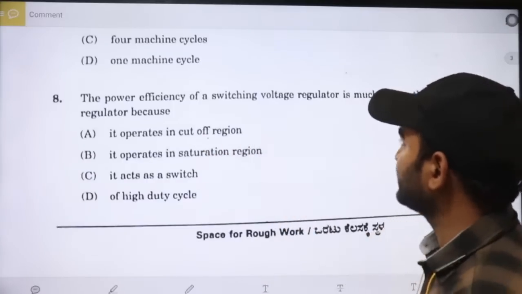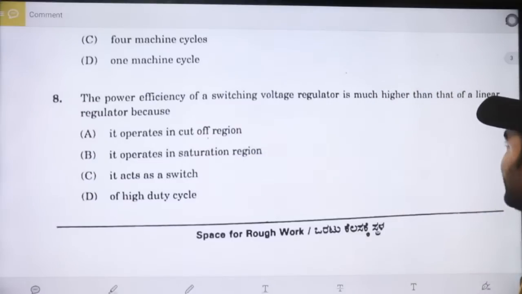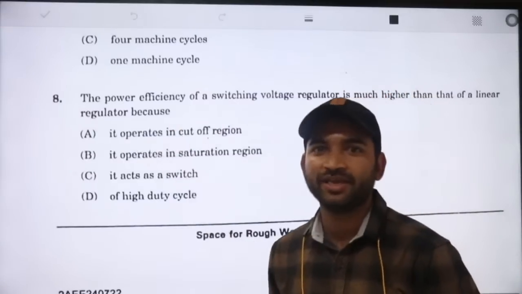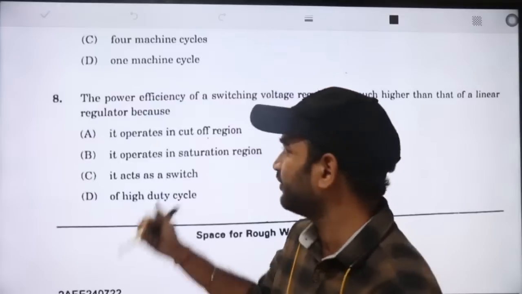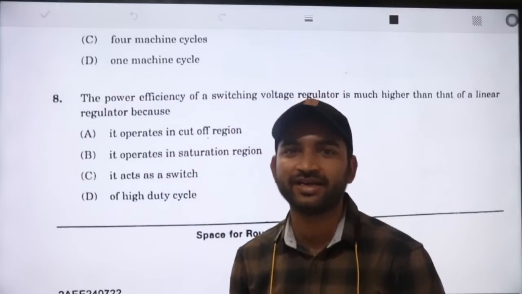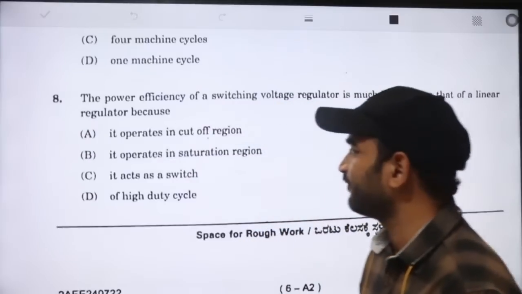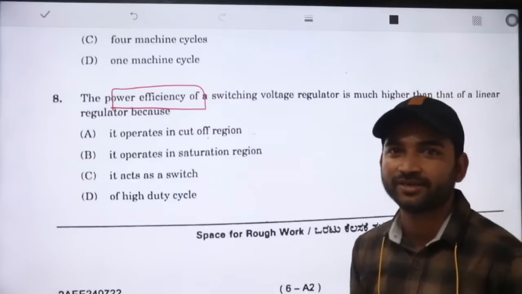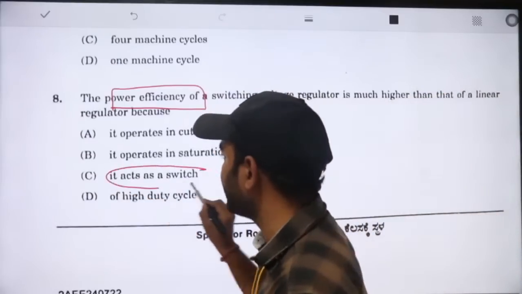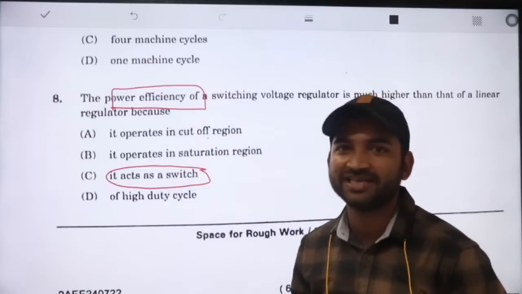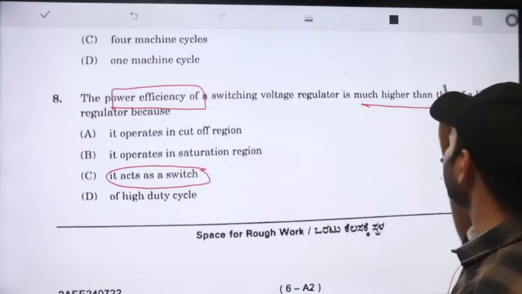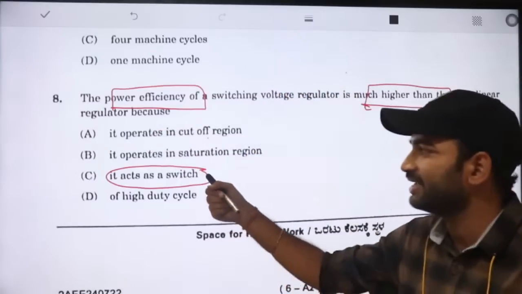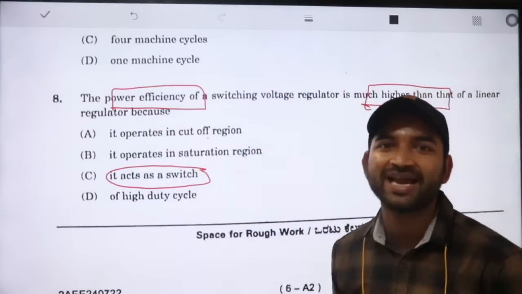The power efficiency of a switching voltage regulator is much higher than that of a linear regulator, because in power electronics we always operate power semiconductor devices as switches. So in order to increase the power efficiency, the power electronic devices must operate as switches.